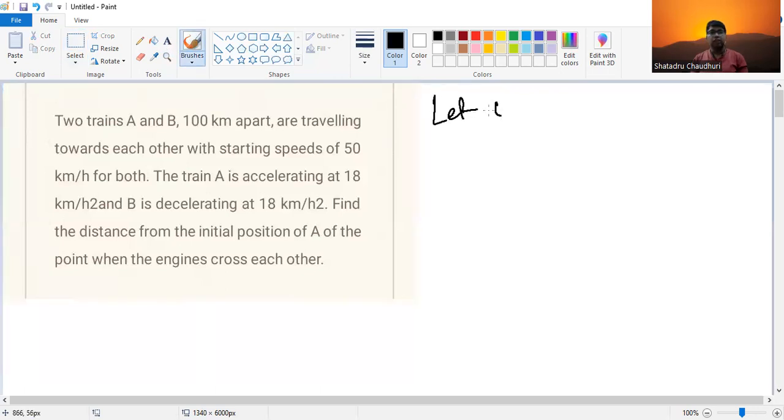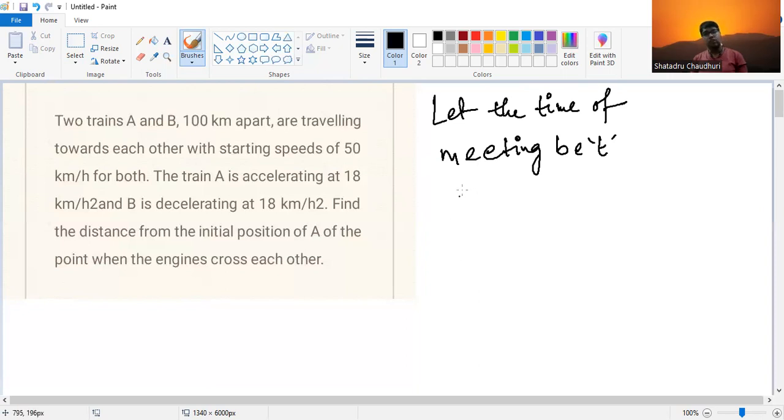So let the time of meeting be T. Suppose this is point A from where the train A started, and this is point B from where the train B started, and both are 100 km apart. Then let at point P both the trains meet.